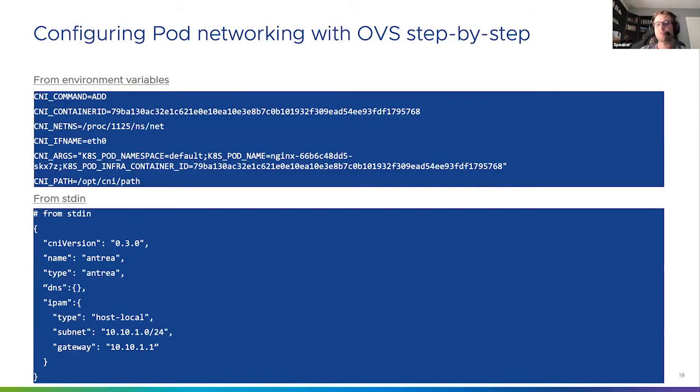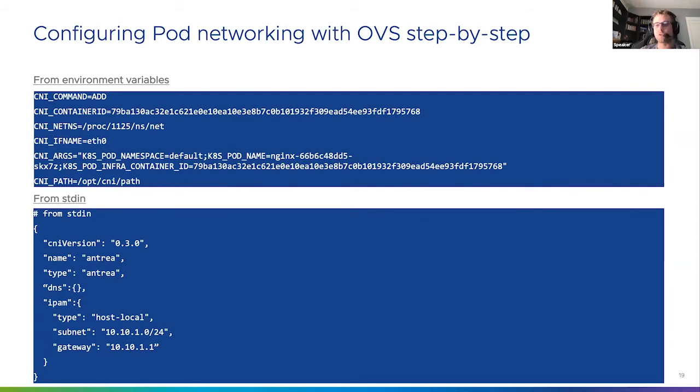So here you have an example of the input parameters that are made available to a CNI plugin. The arguments specific to the current container, to the current pod being created, are passed as environment variables to the CNI plugin. And you can see those at the top here for a Kubernetes pod being created. And the network configuration that you see at the bottom is streamed on the standard input when invoking the executable.